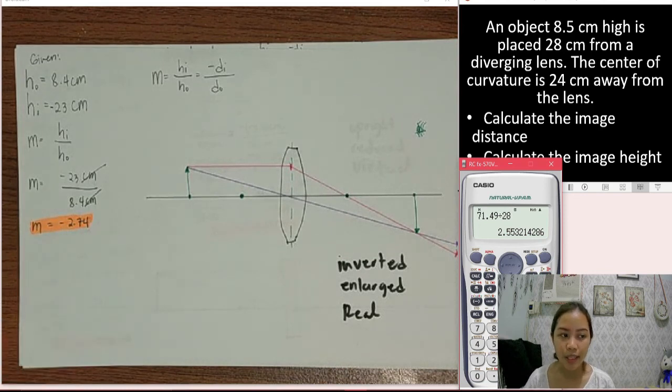Okay, so that's it. Hopefully, you understood how we solved and analyzed the problems, and how we relate the values as we plot the light rays in the ray diagram.